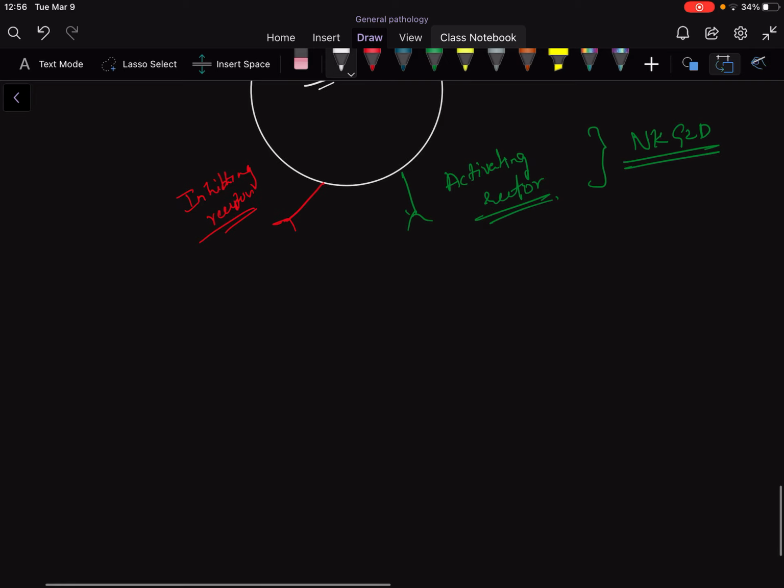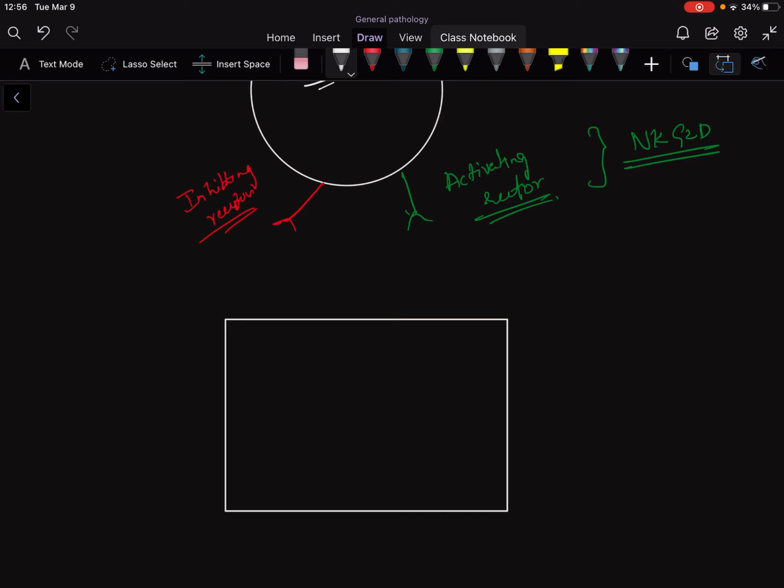Suppose here is a cell, and this cell is a healthy cell. Healthy cells have a receptor called MHC class 1 receptor. MHC class 1 receptors will bind with these inhibiting receptors, and natural killer cells are inhibited.